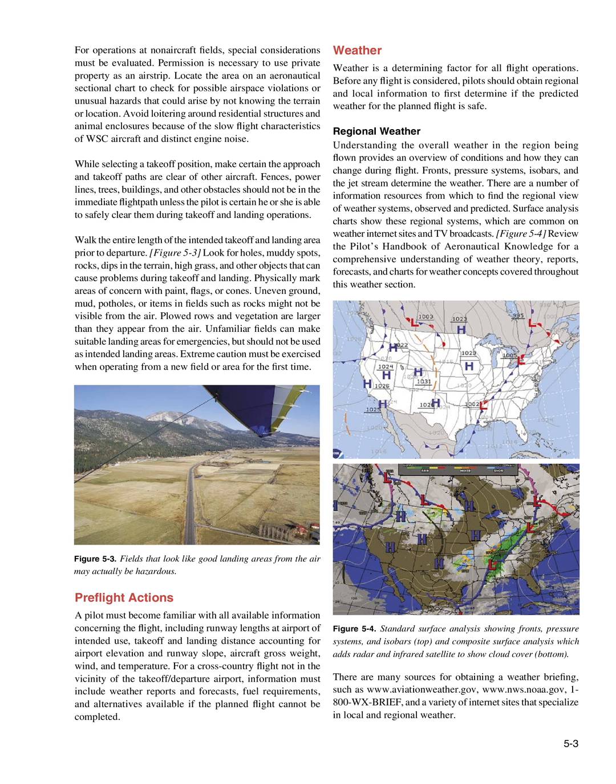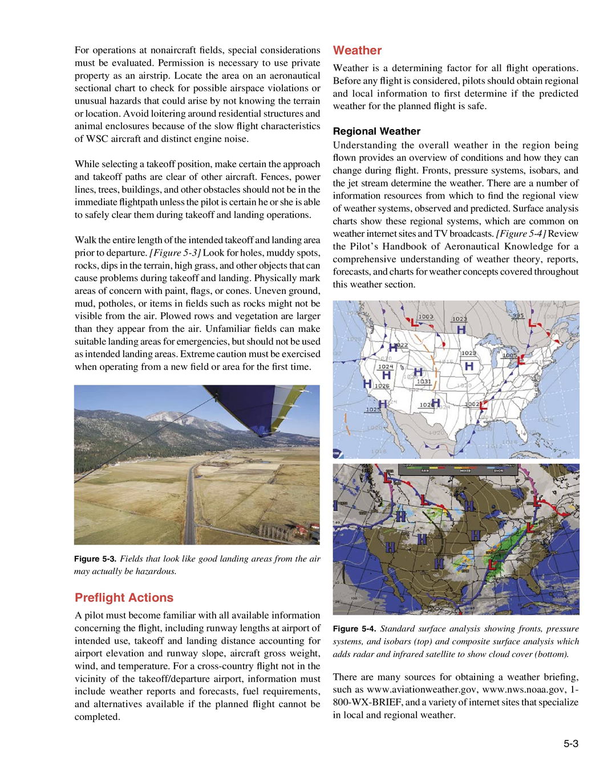For operations at non-aircraft fields, special considerations must be evaluated. Permission is necessary to use private property as an airstrip. Locate the area on an aeronautical sectional chart to check for possible airspace violations or unusual hazards that could arise by not knowing the terrain or location. Avoid loitering around residential structures and animal enclosures because of the slow flight characteristics of WSC aircraft and distinct engine noise. While selecting a takeoff position, make certain the approach and takeoff paths are clear of other aircraft.